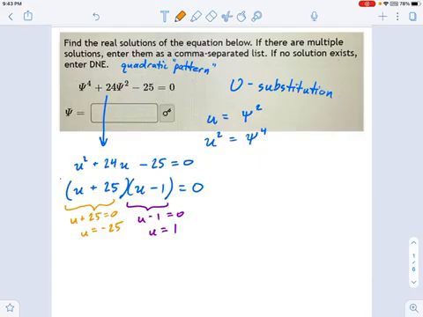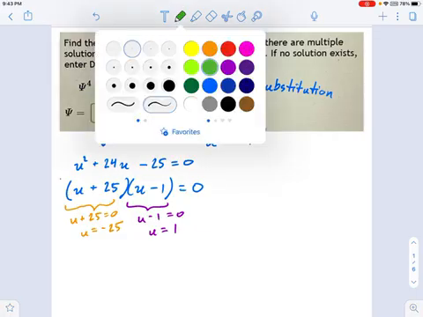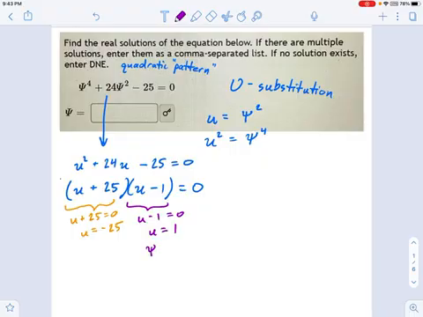So you're about to write these into your answer box. Say, I'm done, I've solved it. But the problem is we don't want solutions for U. We want solutions for this crazy pitchfork variable right here. So now's the part where you have to undo the U substitution. So you say, okay, well, no problem. That means my pitchfork squared equals 1. And my pitchfork squared equals negative 25.